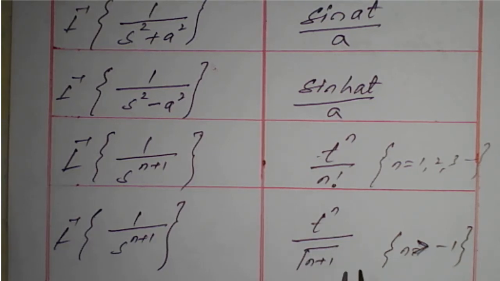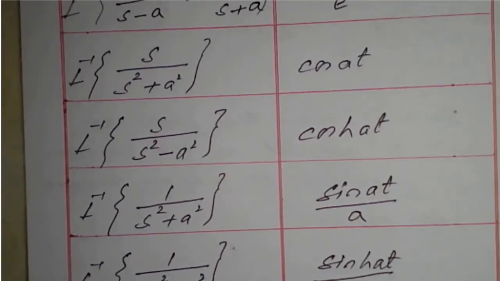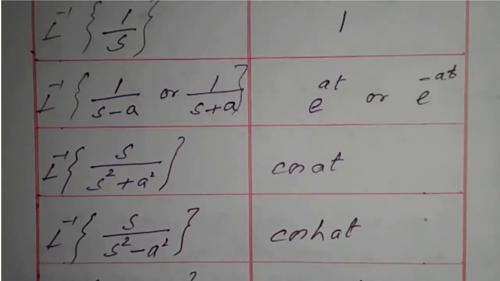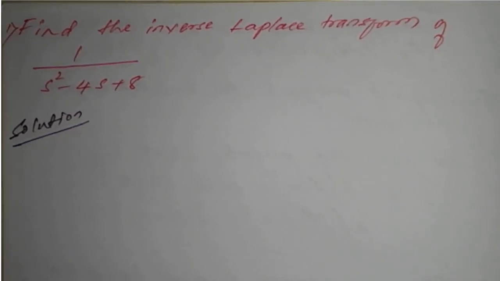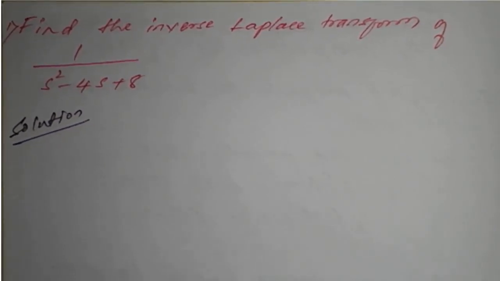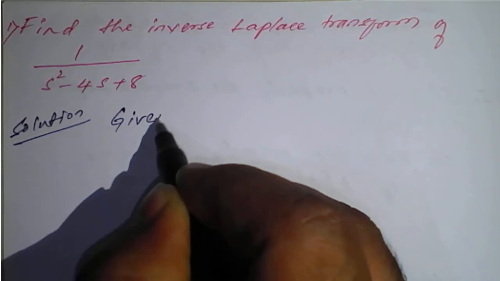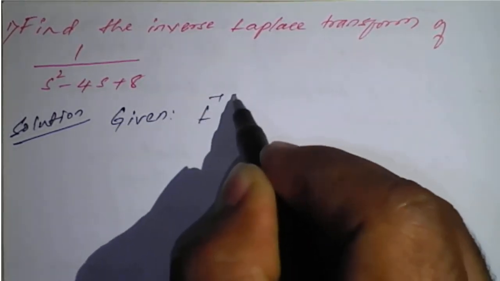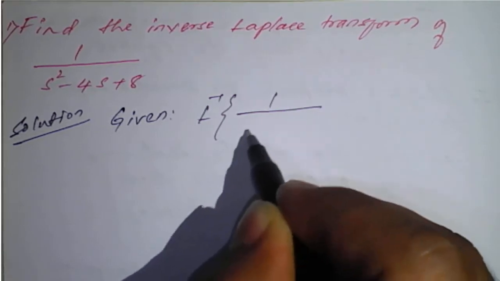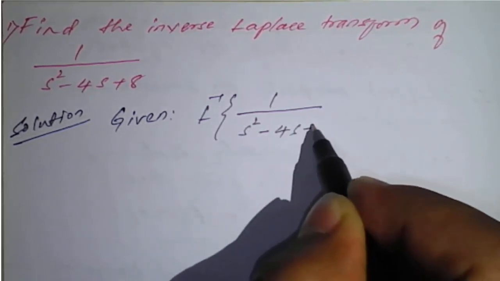With the help of this small list of formulas, we'll see the actual result of the given question. The given question is not of the form of any of these formulas, so we cannot apply them directly. What we'll do here is first see how to rewrite this denominator so that we can fit it to one of the standard formulas. For this we'll write symbolically. Therefore, the given thing, we need to find the inverse Laplace transform of 1 upon s square minus 4s plus 8.